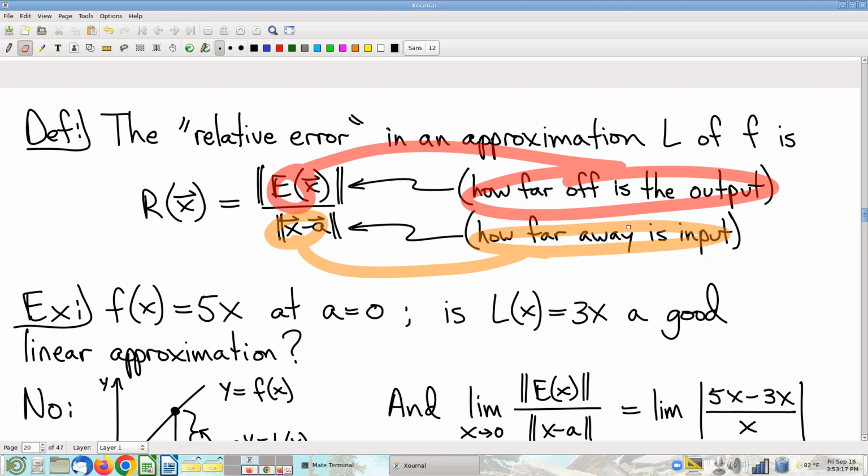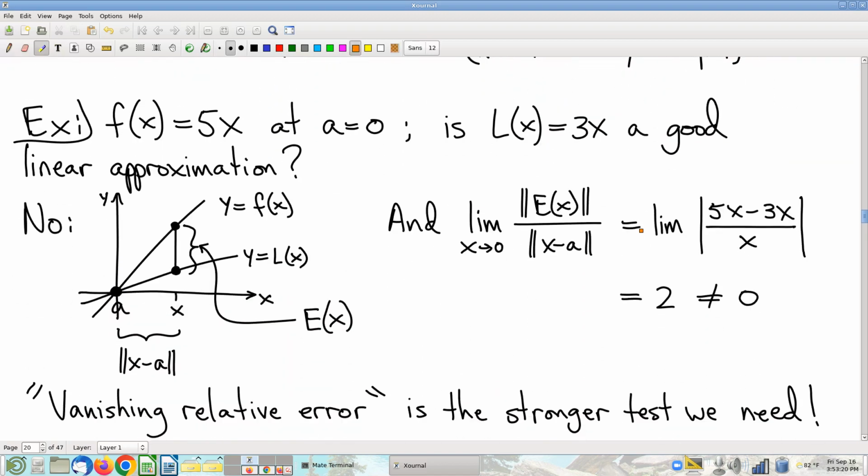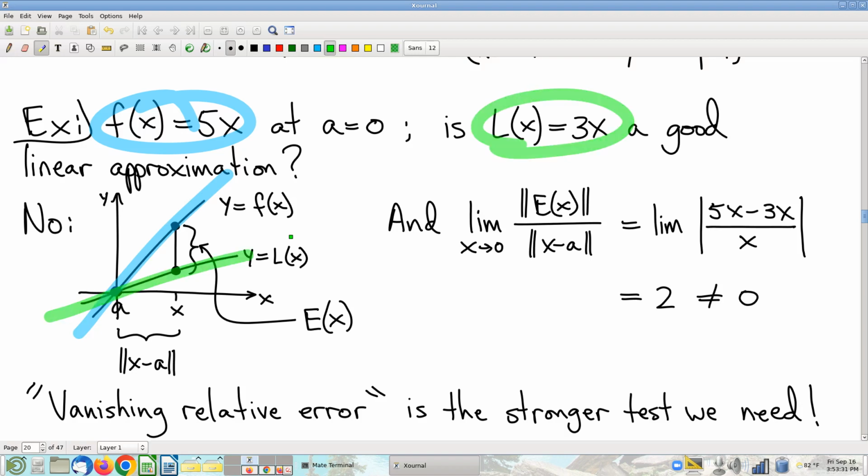Okay, so let's see that old example again. Again, we have this function. That function here is our candidate linear approximation that we already know. It really shouldn't qualify. We're looking for an algebraic quantification of the obvious assertion that this stinks. How do I say that algebraically? The way we say that algebraically is to talk about relative error.